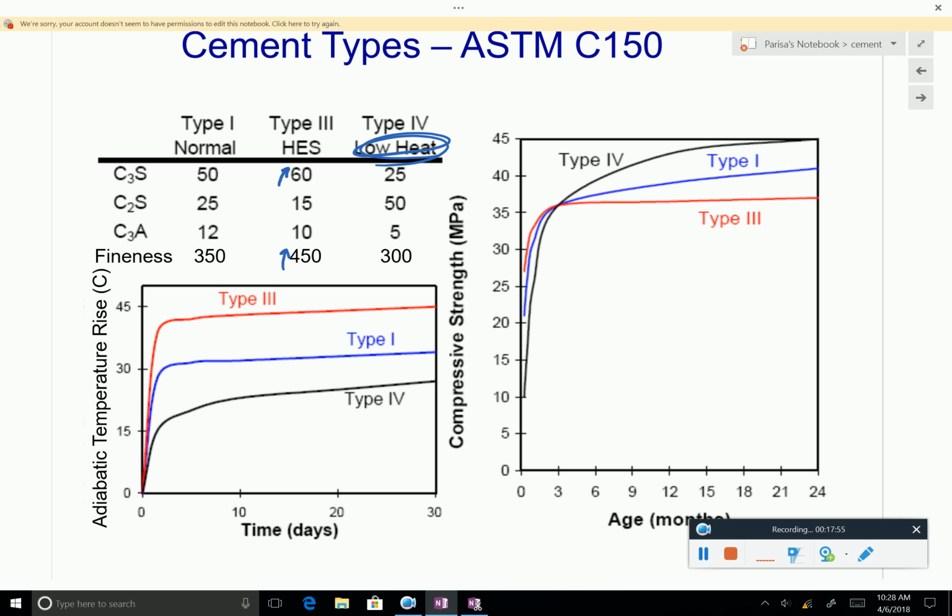C2S is high. Exactly, C2S is high, so in the beginning it doesn't react much. What else? Fineness. Exactly, fineness is also lower. So that's kind of how you have to look at different types. And if you look at the earlier strengths, you can see that type 3 develops very fast and type 4 is the slowest in terms of how fast it develops to a certain level of strength.